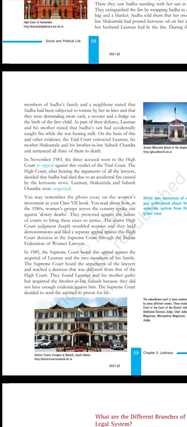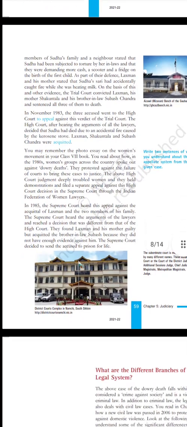Take a look at this image. District Courts Complex in Namchi, South Sikkim. The Subordinate Court is more commonly known by many different names. These include the Trial Court or the Court of the District Judge, the Additional Sessions Judge, Chief Judicial Magistrate, Judicial Magistrate, Metropolitan Magistrate, Civil Judge.